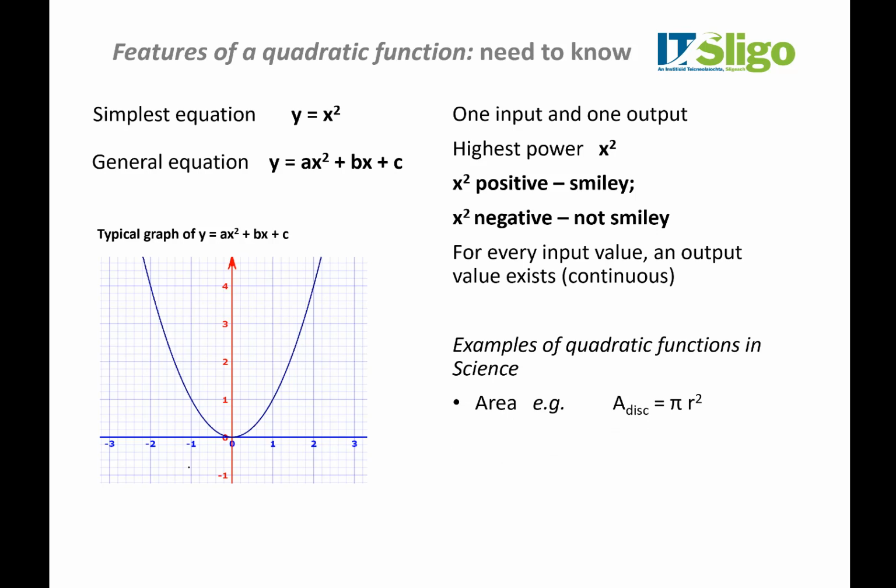Area, be it the area of diameter of a pizza, of a pipe, of an artery. We looked at stopping distance of a vehicle, we looked at kinetic energy, wave power. So these are all practical examples of quadratic functions in the real world or in science.